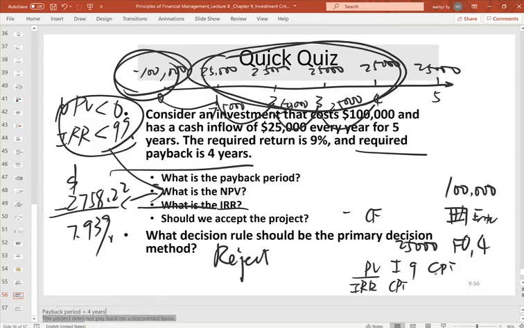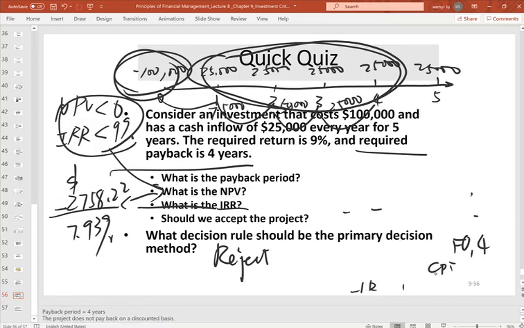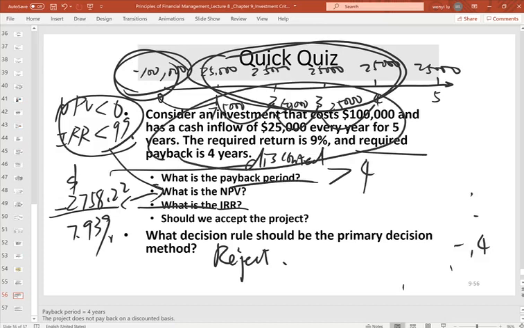However, you know our payback period ignores the discounted value, ignores the time value of money. If you use the discounted cash flows, then our discounted payback period should be more than 4 years. So our decision for this question should be to reject. Our primary decision is based on the NPV. The others are just supporting criteria.